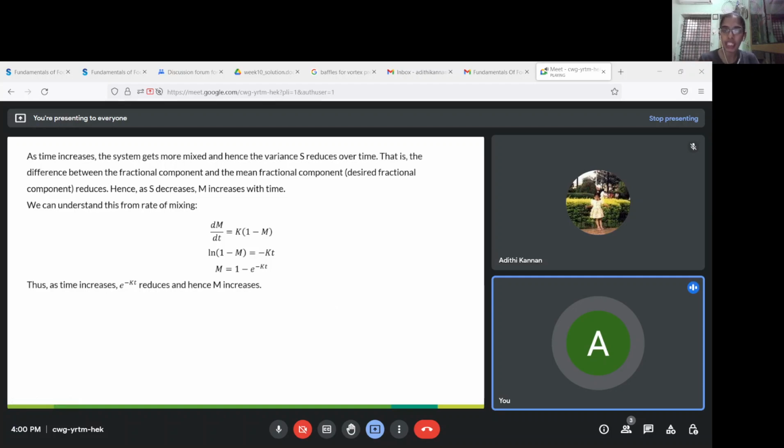0 will be a completely segregated system where both of them do not mix, and 1 will be a completely mixed system where both the components are completely mixed. So your m will always vary from 0 to 1, and as time increases, you will actually see that your m is reaching unity. That is, m is slowly increasing to 1 as time increases. So the answer to this question is option A.